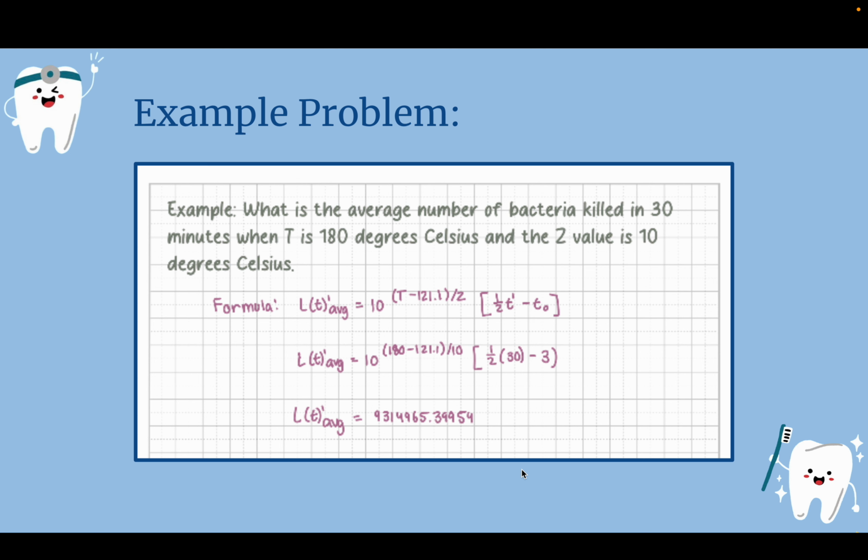So let's do this example problem. What is the average number of bacteria being killed in 30 minutes when capital T is 180 degrees Celsius and the Z value is 10 degrees Celsius? So with our formula that we figured out in the last slide, we can just plug in our values as well. So like I said before, capital T is 180 degrees, our Z value is 10, our lowercase t is going to be 30, and then our T initial is just 3. And then once you plug it into a calculator, we found out this is our answer. So this number is going to be our average number of bacteria killed in 30 minutes.